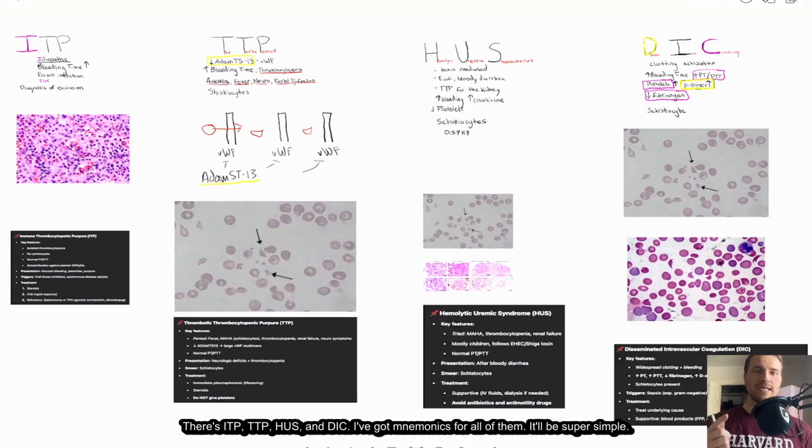Here we go. There's ITP, TTP, HUS, and DIC. I've got mnemonics for all of them. It'll be super simple. I hated learning this myself the first time. I want to make this easy for you.